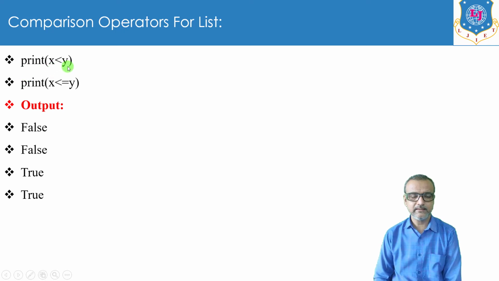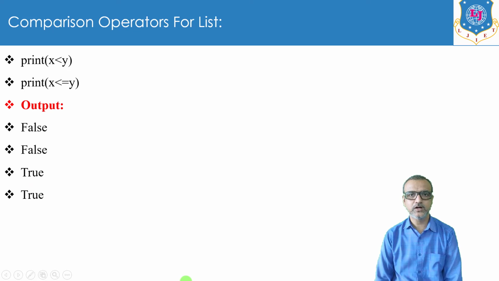Print X less than Y, so the Unicode value of D is less than the Unicode value of R, so it will give us output as true. Similarly, print X less than or equals to Y, it will give us true as output. So the final output is false, false, true and true.